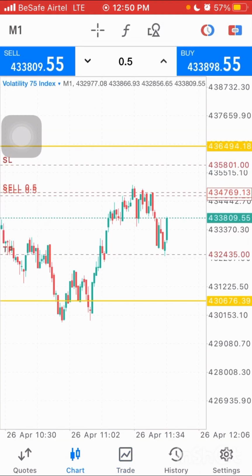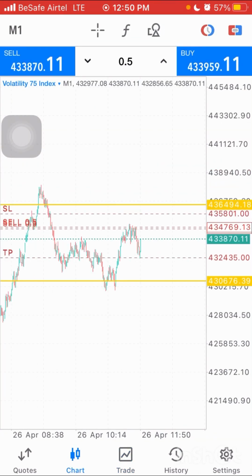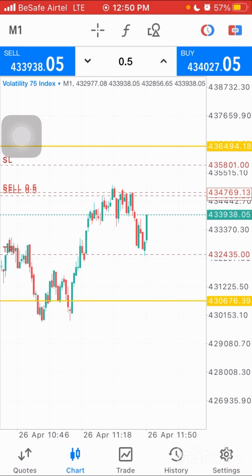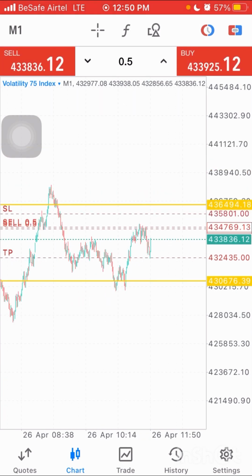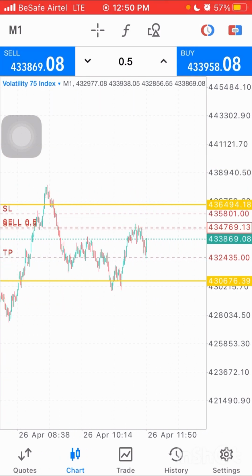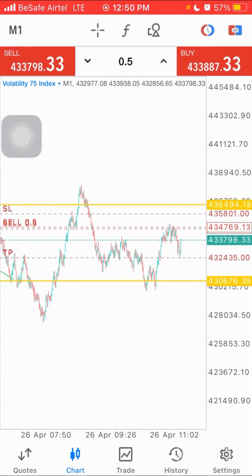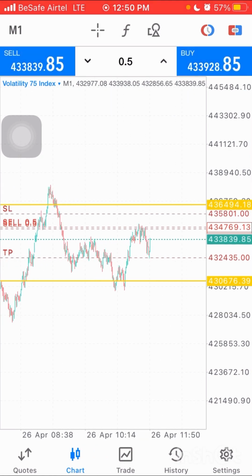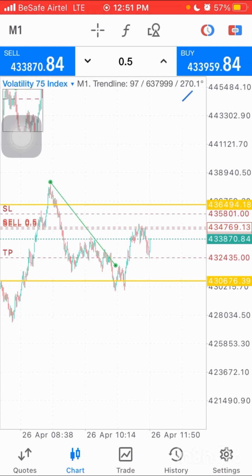So I think the buy market is going to happen now, but no, this position is going to come down and hit this same take profit position. When it hits it the second time, then you can enter your buy.